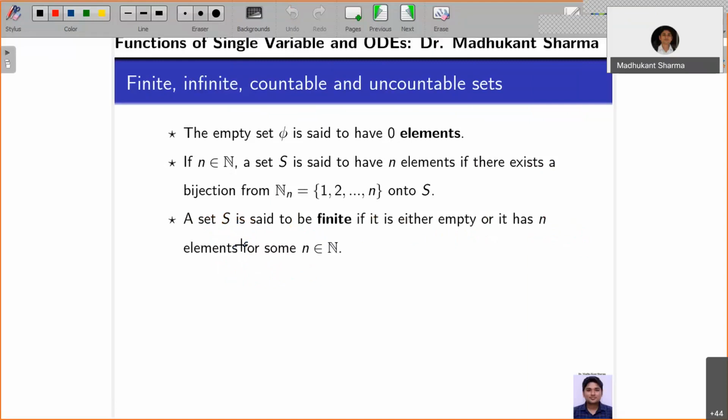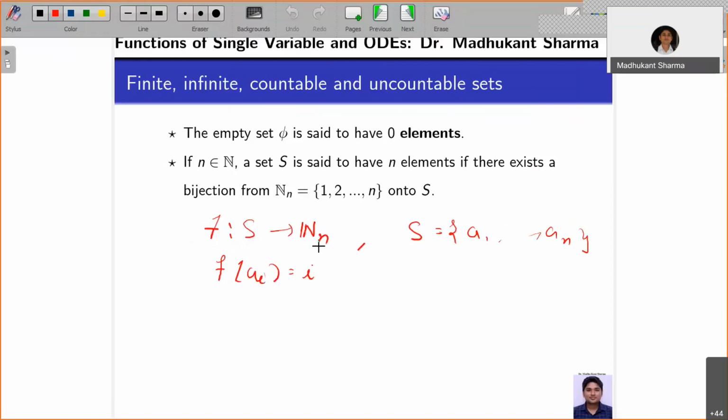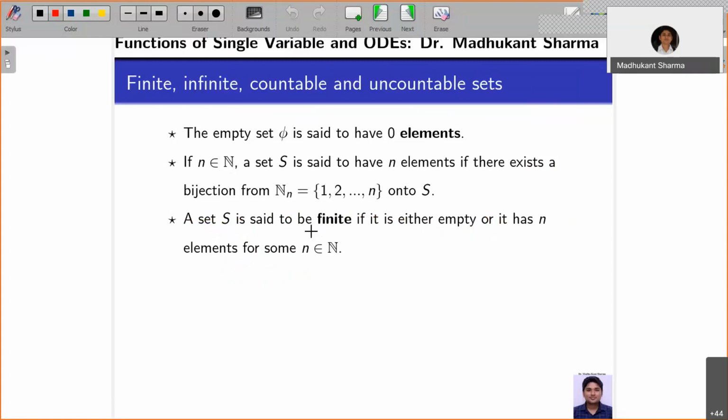Whether you talk about S onto Nn or Nn onto S, both are the same thing. Now a set S is said to be finite if it is either empty or it has n elements for some n in the natural numbers. And we say that the cardinality of S is either 0, if it is empty, or n, if it has n elements.